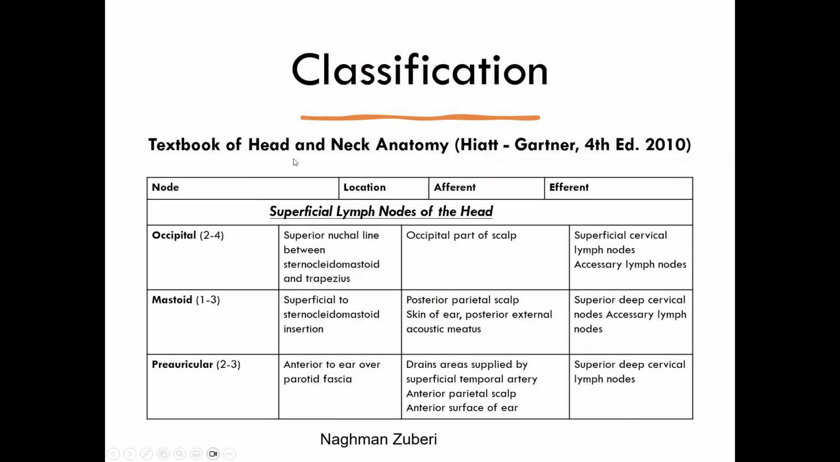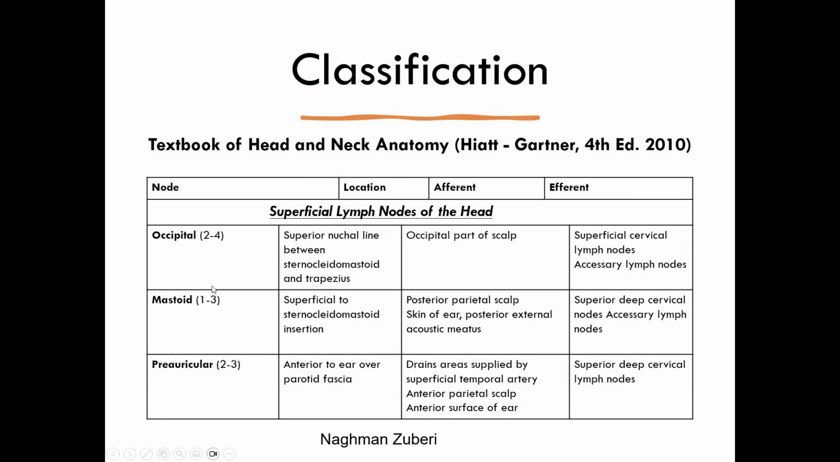Classification. It is taken from the textbook of head and neck anatomy, 4th edition, published in 2010. So the name of the nodes, their location, and their afferents, from where they are getting the lymph, and where they are being drained. Occipital nodes are 2 to 4 in number, located at the superior nuchal line between the sternocleidomastoid and the trapezius muscle. They receive lymph from the occipital part of the scalp, and are drained into the superficial cervical lymph nodes and the accessory lymph nodes.